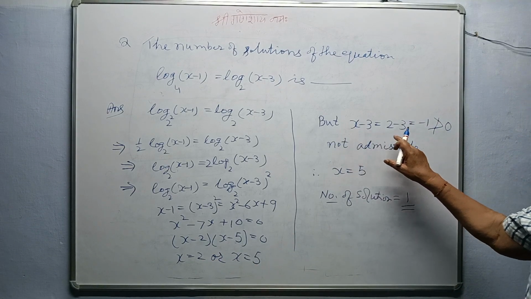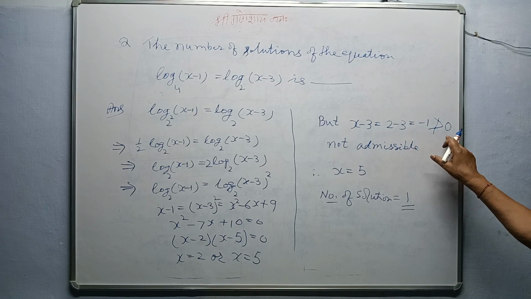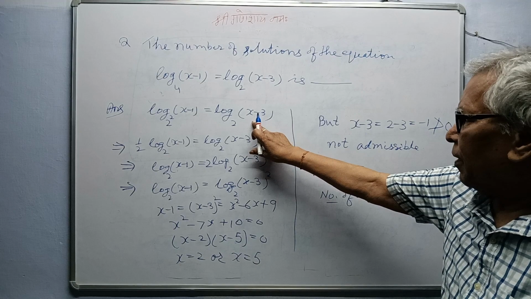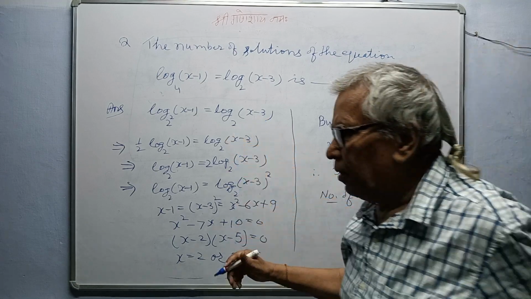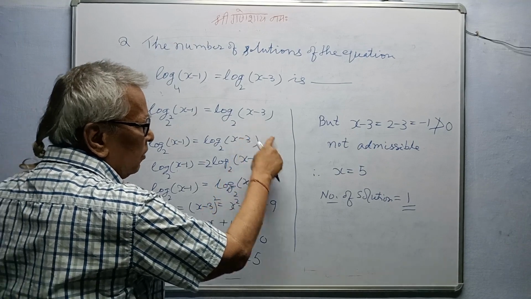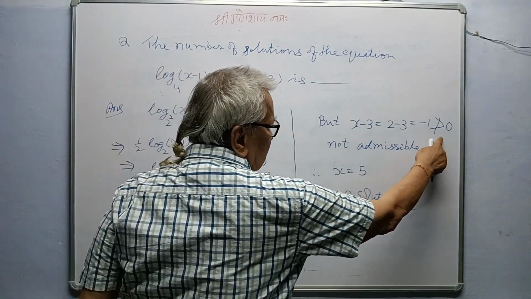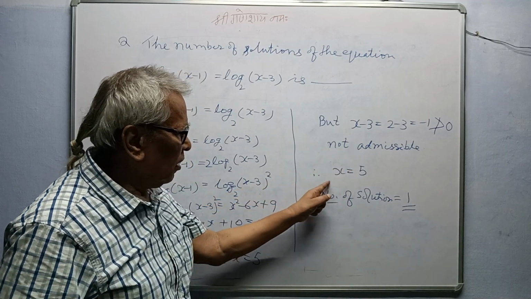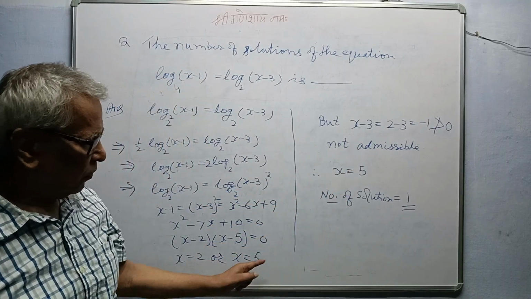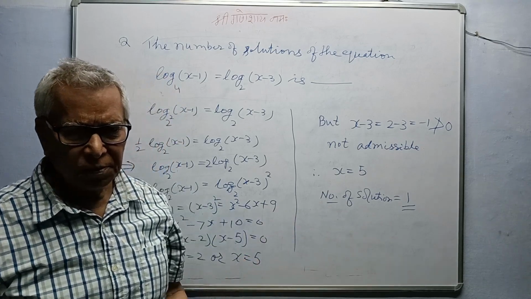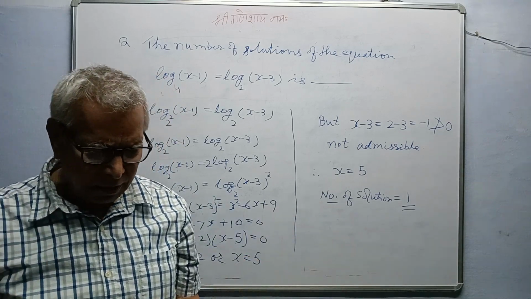But for x equal to 2, x minus 1 is 2 minus 1, which is 1, so this is positive. But x minus 3 will be negative, which is not positive. So this is not admissible. Therefore x is equal to 5 is the only solution. So number of solutions is equal to 1. Thanks.